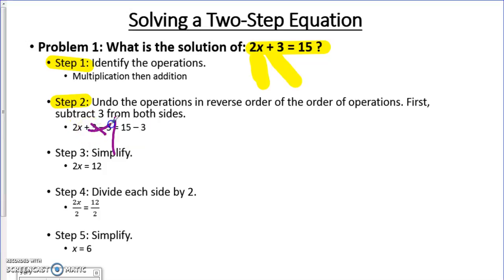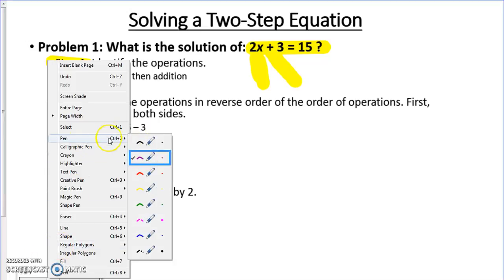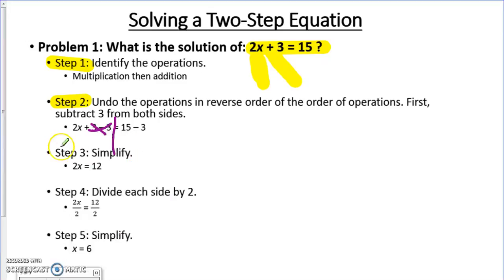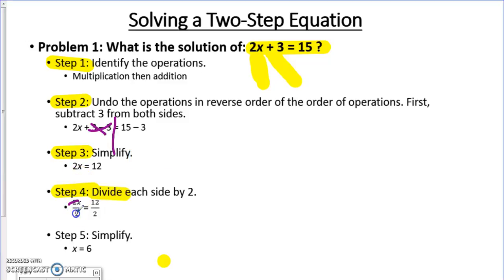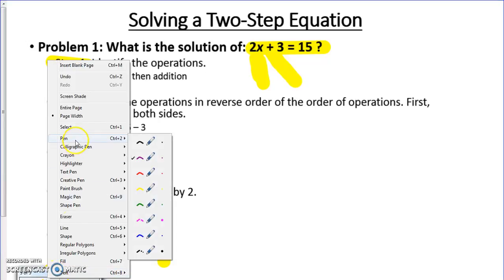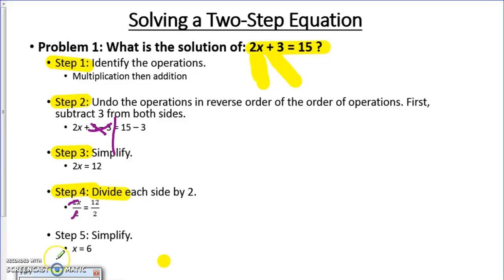3 minus 3 is 0. In step 3, you're just simplifying what you did in step 2. So 2x equals 15 minus 3 is 12. Now this looks like a one-step equation that we were working with in lesson 2.1. 2x is multiplication, so to undo multiplication, we divide each side by the coefficient, which is 2. 2 divided by 2 is 1. Remember, divide by the coefficient, not the variable. And in step 5, just simplify what you did in step 4. So x equals 6. This is your final answer.